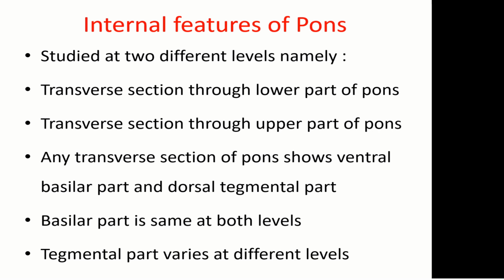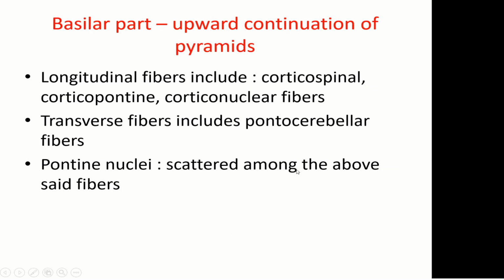So let us see the internal features of the pons, studied at two different levels. One is the section at the lower part of the pons, the other is the section at the upper part of the pons. Any transverse section of the pons shows two parts, namely the ventral part, which is the basilar part, and the dorsal part, the tegmental part. The basilar part is almost the same at both levels, whereas the tegmental part varies at both levels.